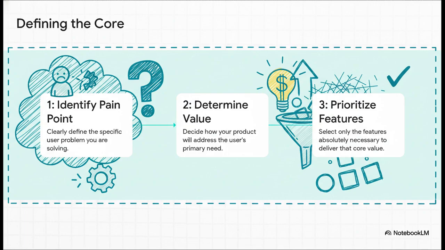First, you have to identify a genuine user pain point. What's the problem? Step 2, you determine your core value. How, specifically, does your product solve that pain? And finally, step 3, you prioritize only the features that are absolutely essential to deliver that value. Everything else, for now, is just a distraction.